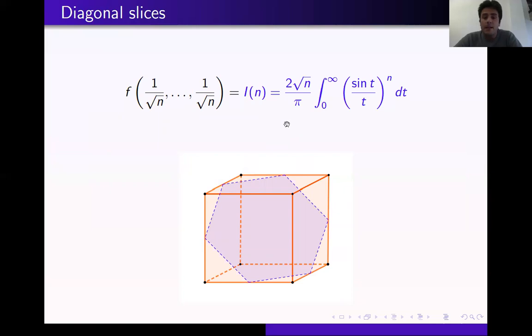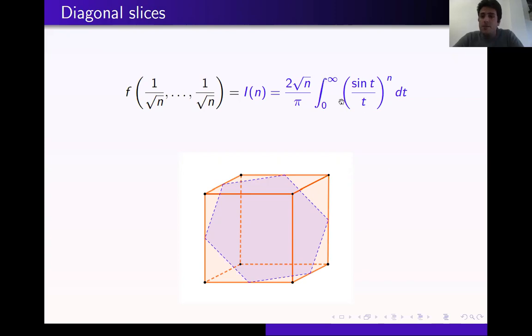This can be written, and we will denote it by capital I of n, and can be rewritten as 2 square root n over pi integral from 0 to infinity of the sine of t divided by t to the n dt. In dimension 3, as I'm writing here, one can see this central section. It can be seen as a regular hexagon inscribed in the cube.